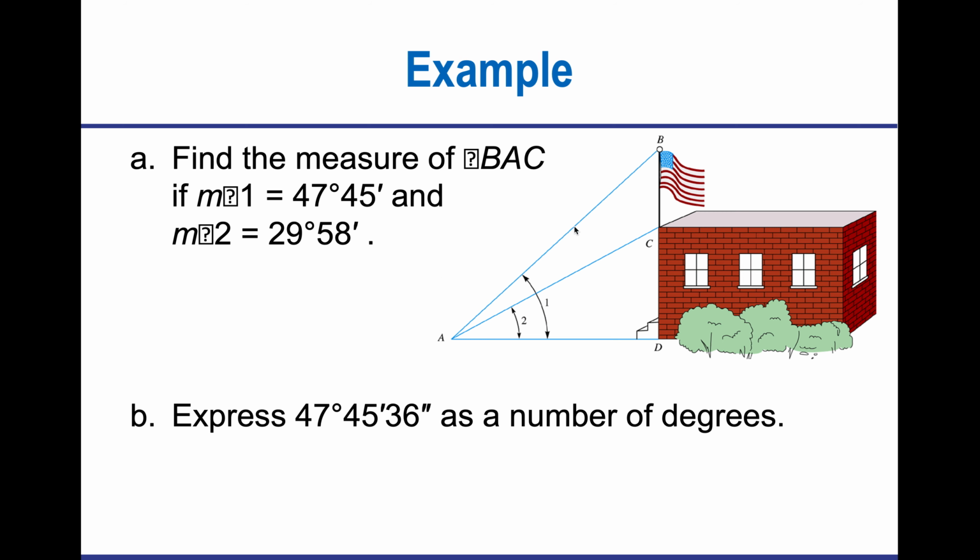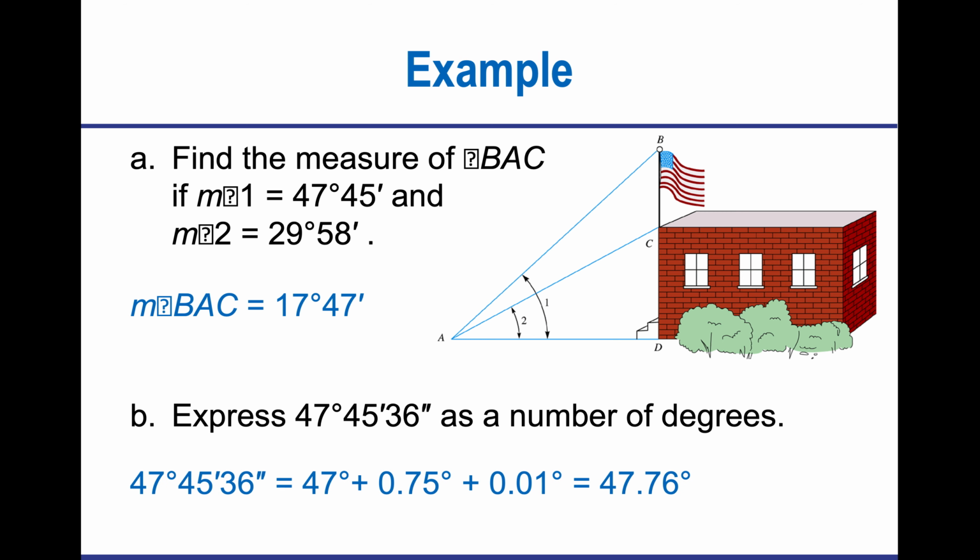So if I want to find BAC and I know the measure of angle 1 and angle 2, if I subtract angle 2 from angle 1, I will get my answer. So when I do the subtraction, I get 17 degrees and 47 minutes. And I'm going to have to borrow a degree. That's where that 47 came from.